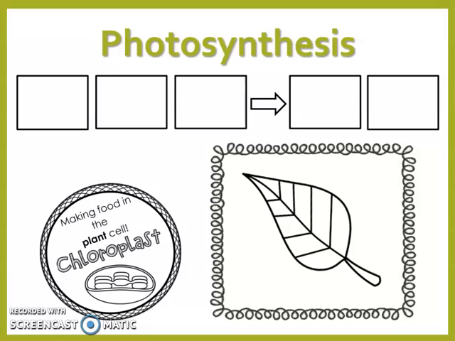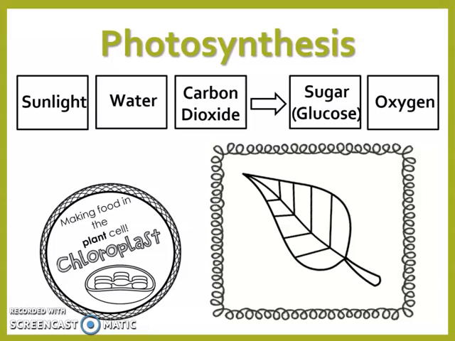The first thing we want to do is get down that equation or that chemical formula. So there are three things that we know plants need. We know they need sunlight, we know they need water, and we know they need carbon dioxide. So let's add them to our equation. And when these three things enter the chloroplast, oxygen and sugar are released, and it is released in the form of glucose. So it's a type of sugar.